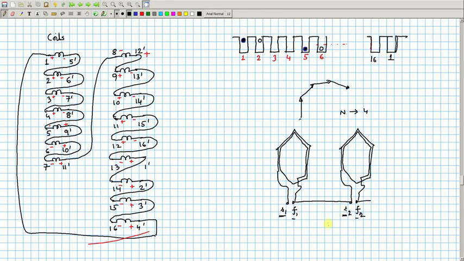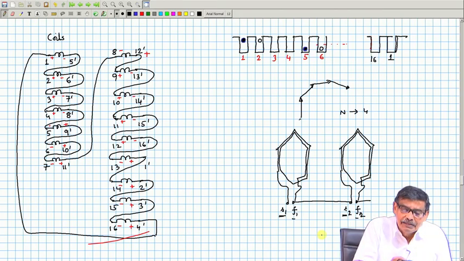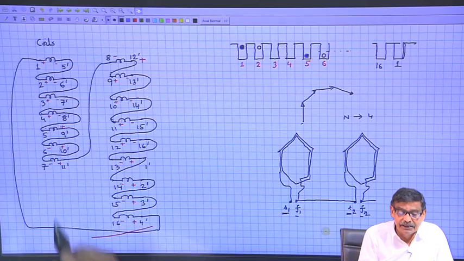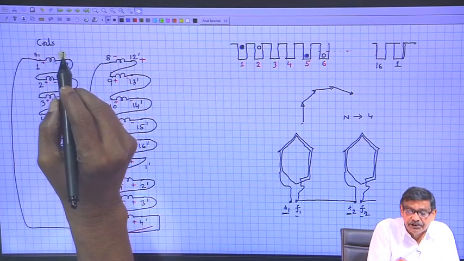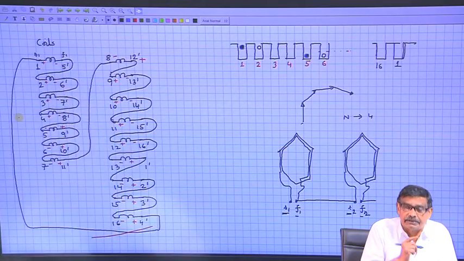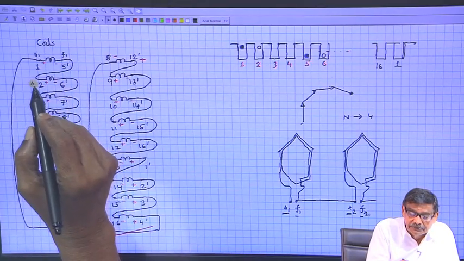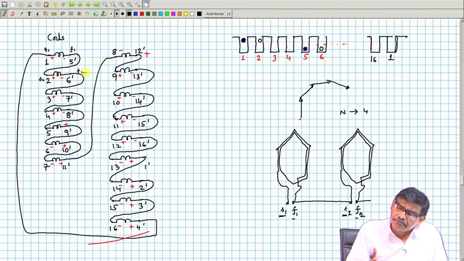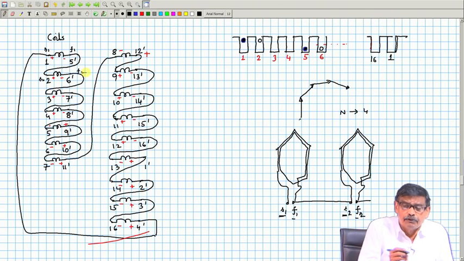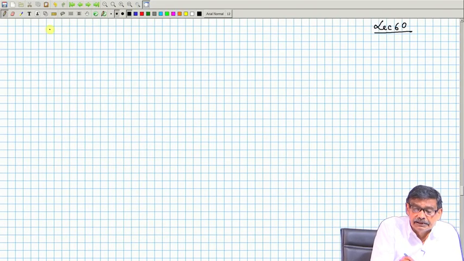In the machine I am doing it like this, similarly S3, F3, which in this simplified diagram can be shown like this. This is the start of coil 1 and finish of coil 1. The finish of coil 1 is in slot number 5 dashed. This is the start of coil 2, finish of coil 2, and so on. This type of winding is called lap winding.